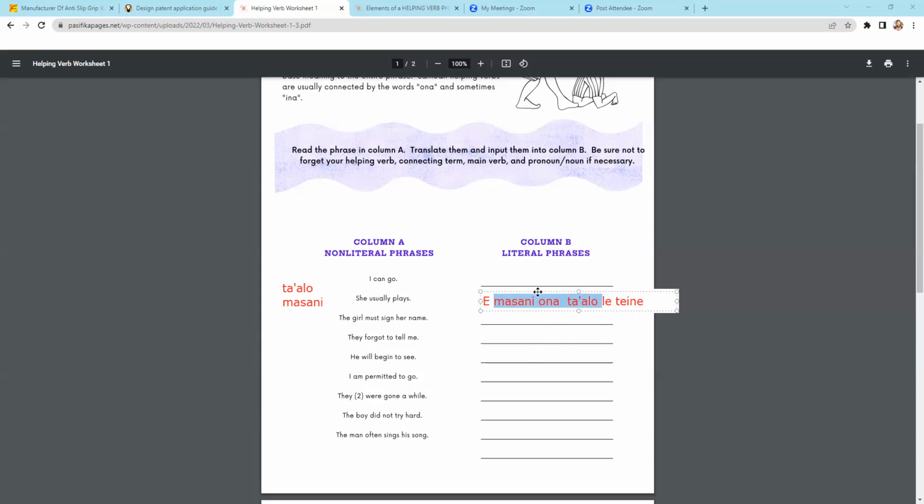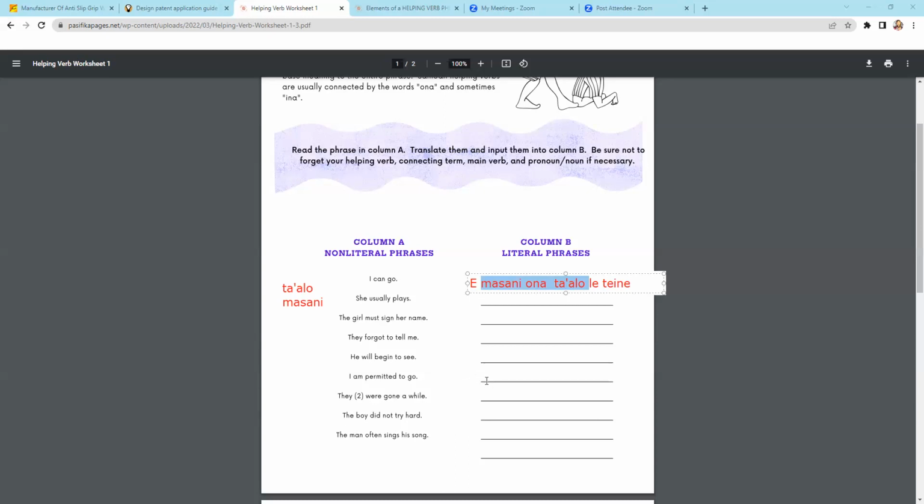Let's do, here we go. I'm trying to find one that's a little bit more different. I guess they're all kind of the same. I am permitted to go. This one, you guys might be able to participate. So to permit is tanga. And I think most of you guys know go is alu. So I am permitted to go. How would we say that one?